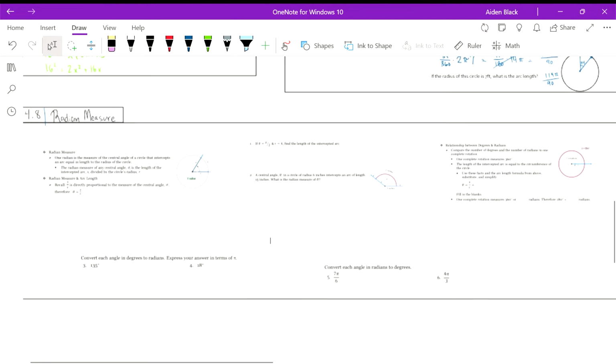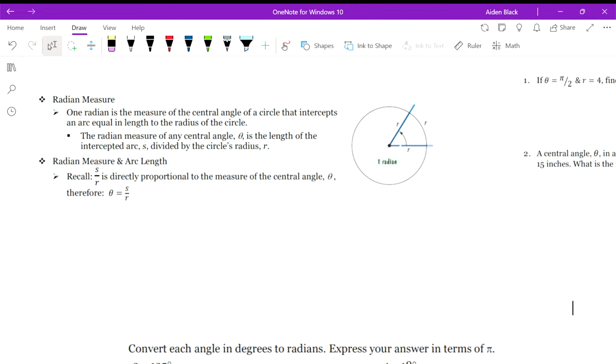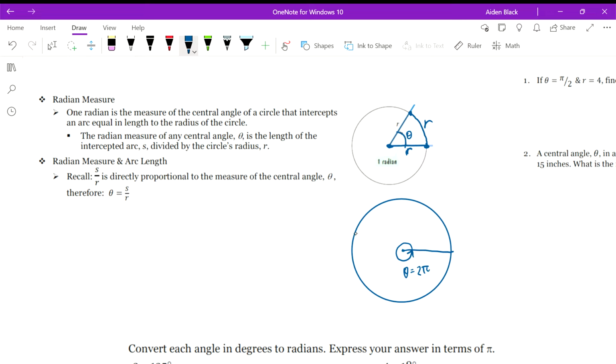Alright, let's look at radian measure next. To keep this short, we know what 1 radian is: it's the angle measure in the case that the arc length is the exact same length as the radius. That would be 1 radian. For a full circle, if you went all the way around, it would be 2 pi radians.